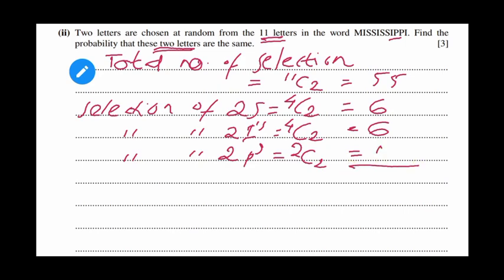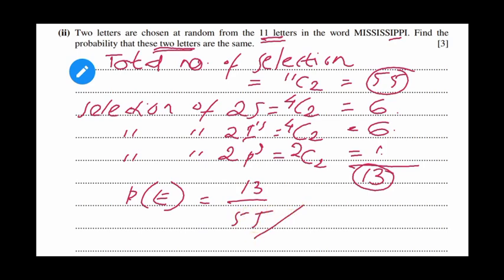So what is the selection of either 2 y's or 2 i's or 2 p's? It's nothing but 6 plus 6 plus 1, which is 13. So the probability of our event is favorable 13 divided by total selection 55 as answer. So you can choose any of these methods.